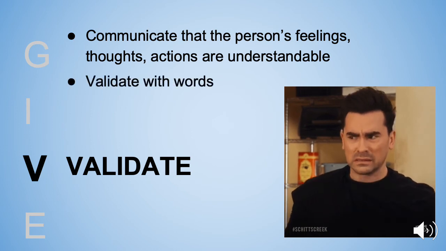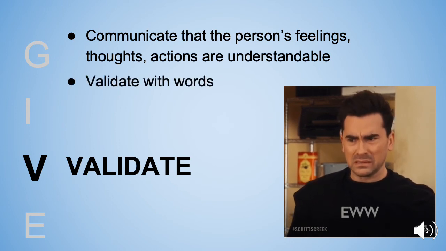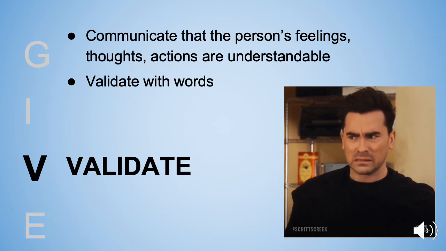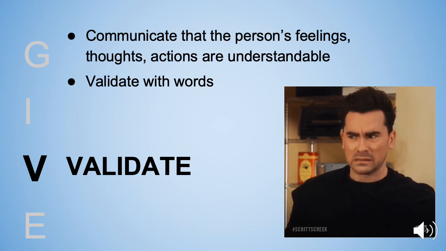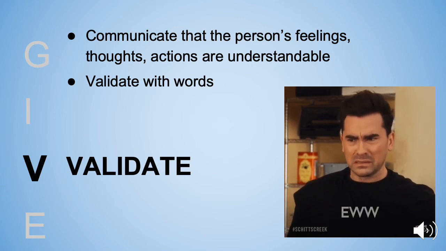Validating with words is using your words to tell the other person that what they're going through is understandable from their perspective, finding their kernel of truth. Validating with words could be, I can see how you felt scared in that moment when I did not answer your phone call. Whereas an invalidating statement would be, not answering your phone call is not a big deal, you are just overreacting.